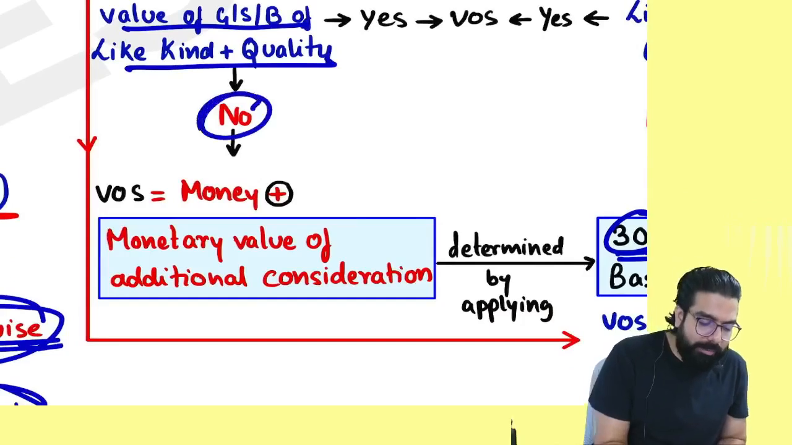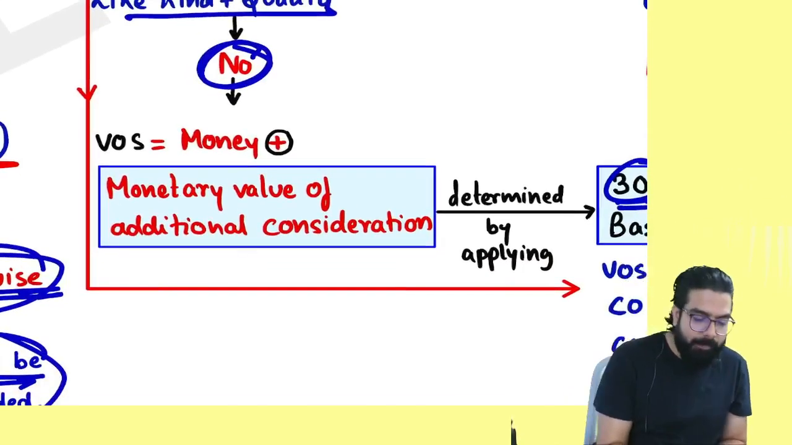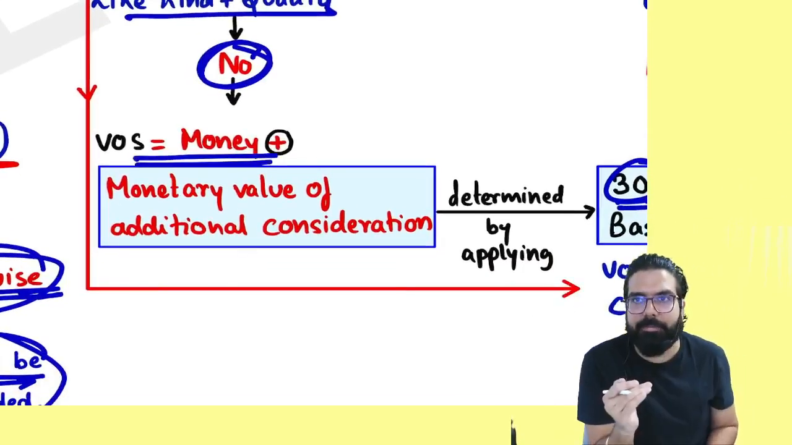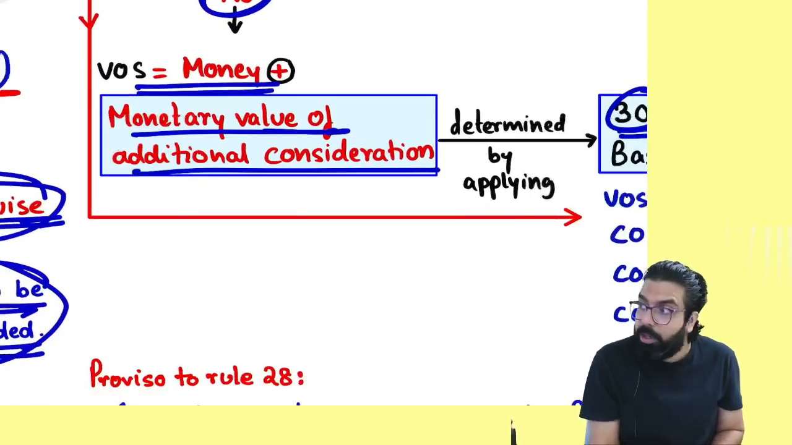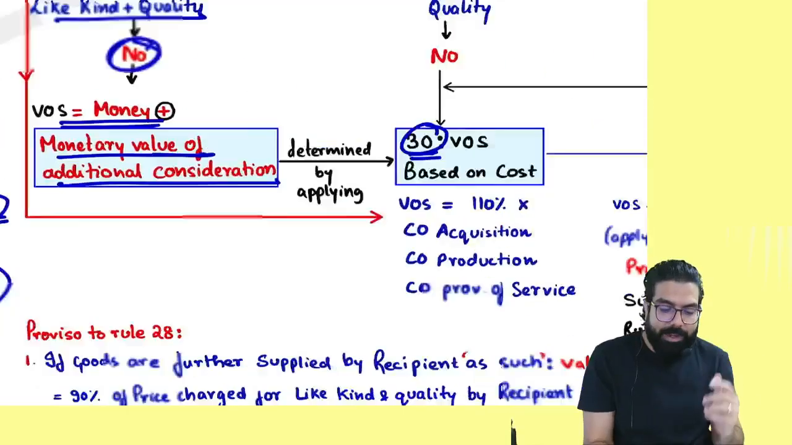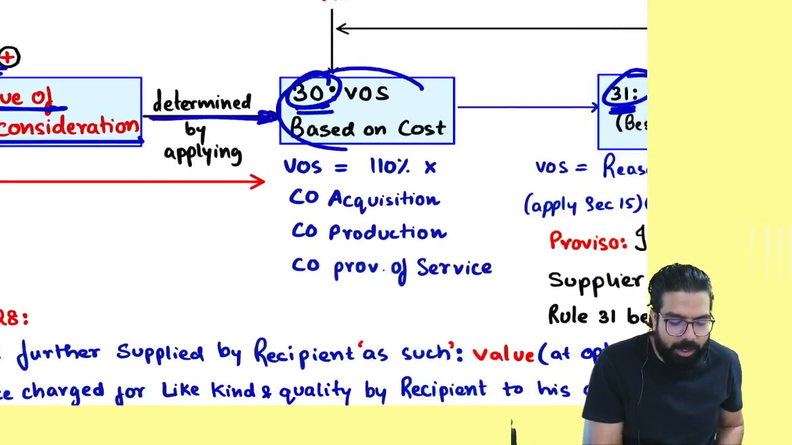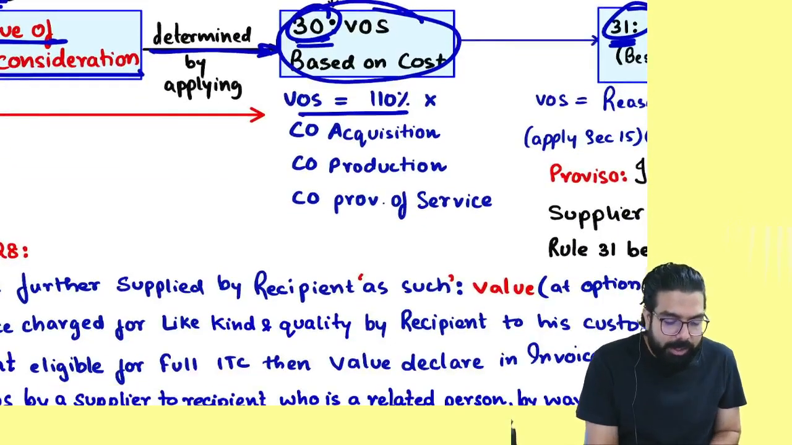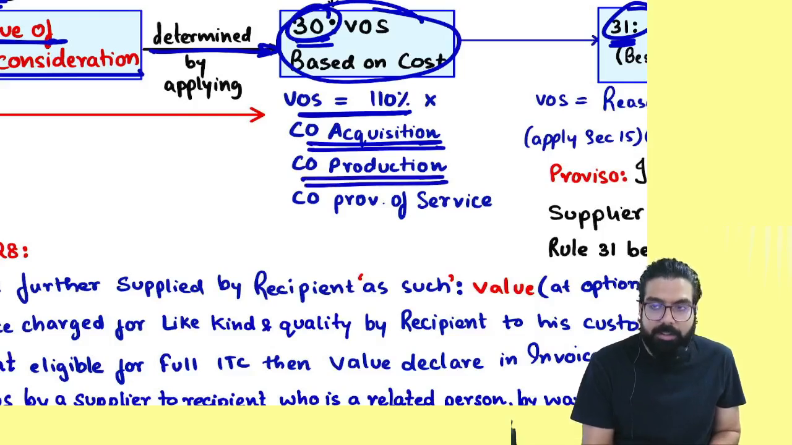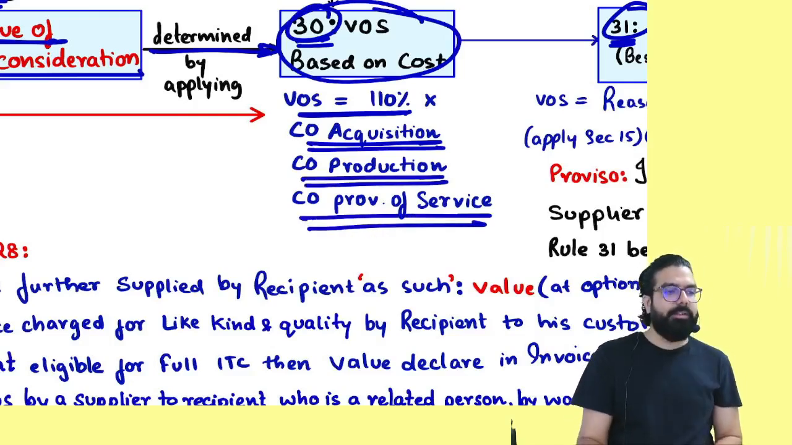Then they go ahead and say, if that is also not there, remember one thing, whatever money the person has given, plus the additional consideration which is there, the chain you gave, that chain's value we'll go ahead and find out by applying what, everyone? Valuation rule number 30, which says 110% of what? Cost of acquisition, cost of production, or cost of providing the service.